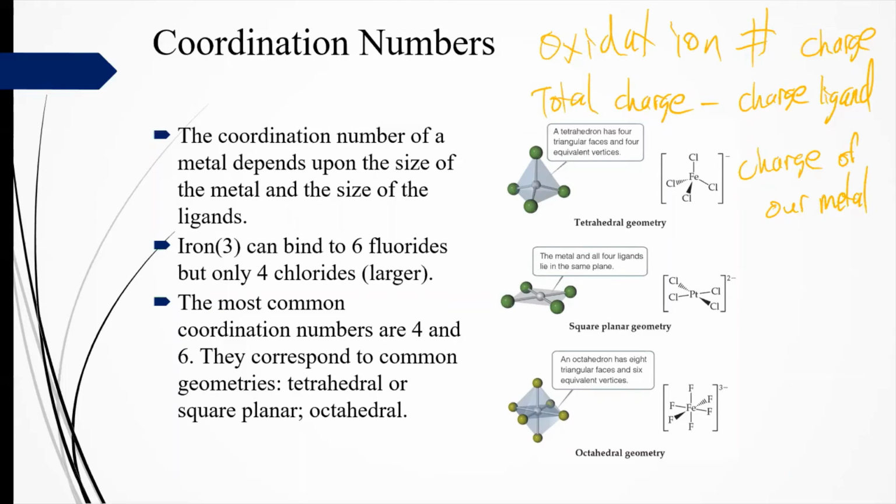Our coordination numbers are different. Coordination numbers depend not just on the ligands, but also on their sizes. So sometimes it's about the charge. There's only so much charge the central metal can take, but also the sizes of them. For example, iron 3 can bind 6 fluorides, but only 4 chlorides because they're so much bigger. We can't physically fit 6 of them around because of the repulsions that they see.